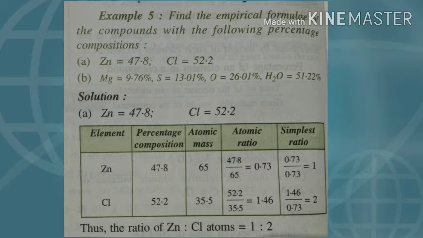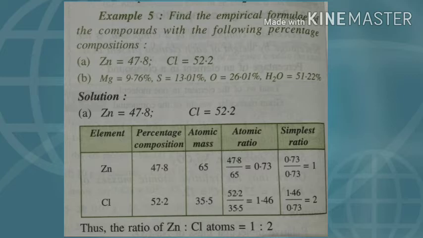Isn't it? So we can say that the ratio of zinc to chlorine atoms, the simplest ratio of zinc equal to 1 and that of chlorine 2. Therefore, the ratio of zinc and chlorine atoms equal to 1 is to 2. Therefore, the empirical formula of the compound is Zn1Cl2. It can be written as ZnCl2.